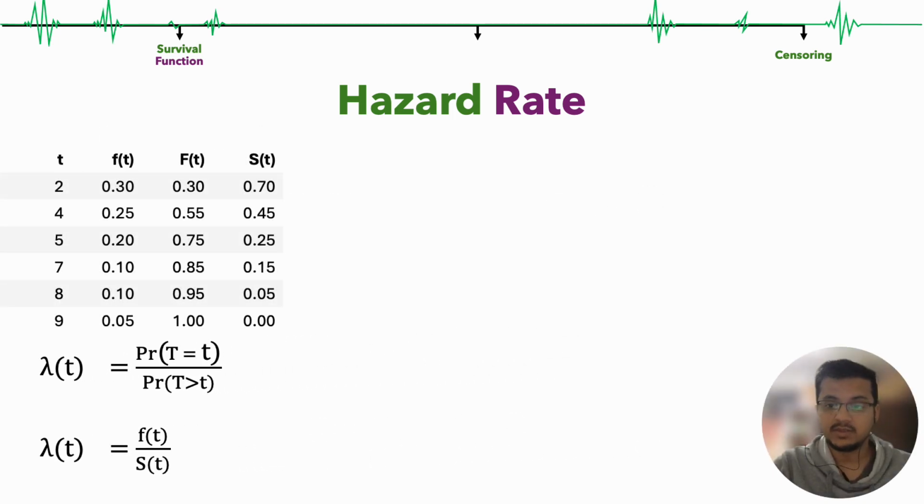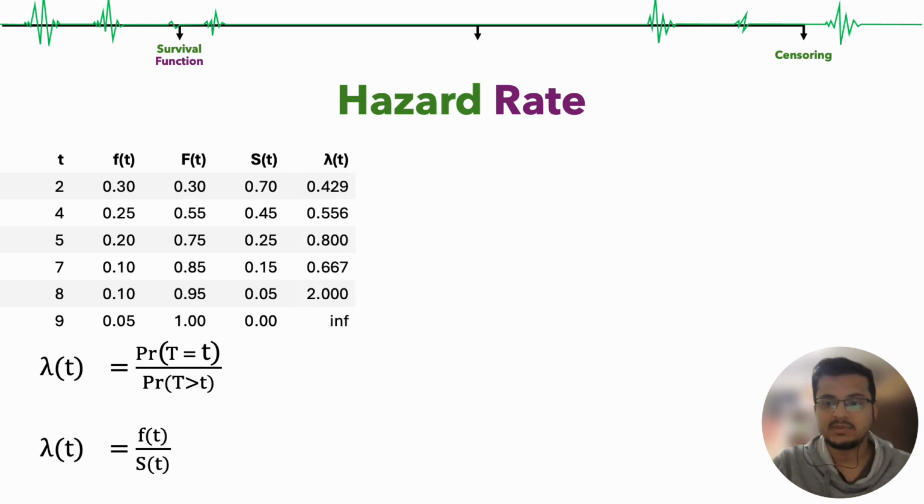From the previous data, we have seen that the probability that a cancer patient will survive for more than 2 years is 0.7, and the probability that they survive for more than 4 years is 0.45. So using the hazard rate formula we have discovered, we can calculate the probability that the person dies in exactly 2 years is given by 0.3 over 0.7, which is 0.429, and the probability that they die in exactly 4 years, given that they have survived up to 4 years, is 0.556, and so on.